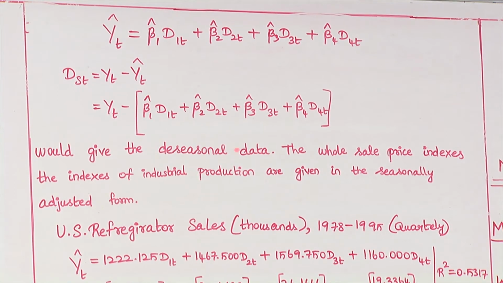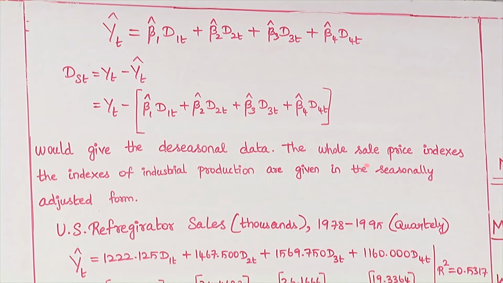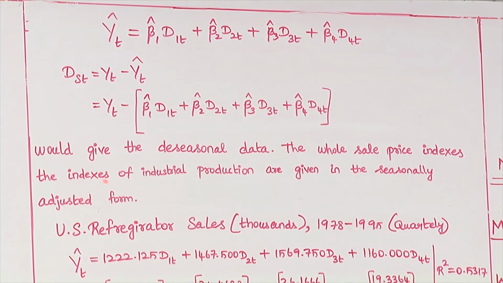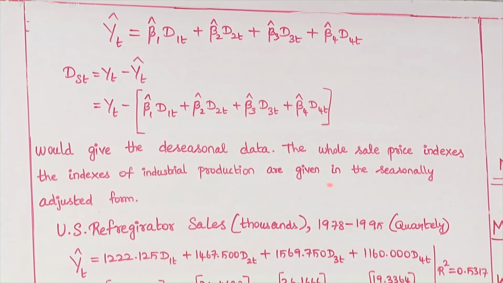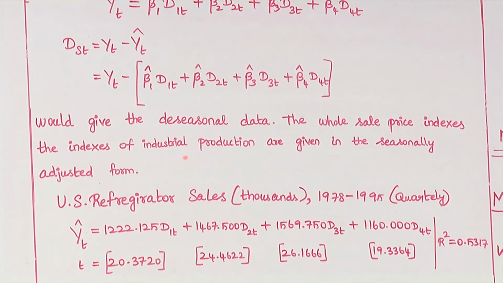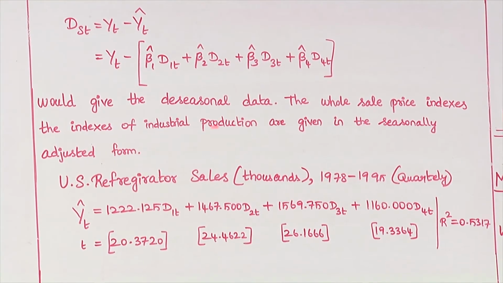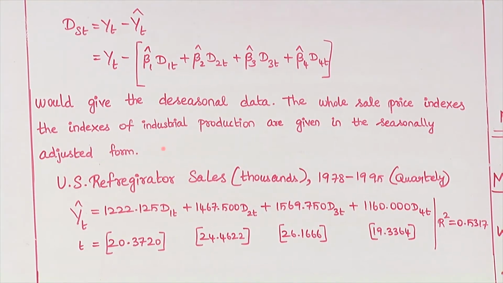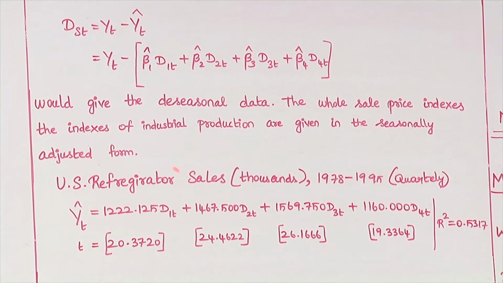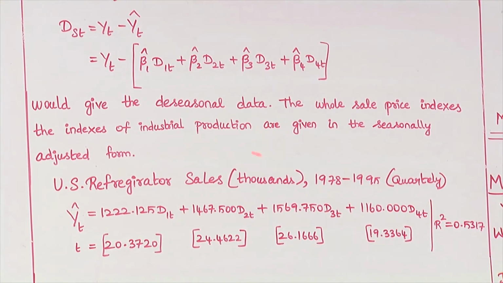The wholesale price indices and the indices of industrial production are usually given in deseasonalized form. The industrial statistics and the wholesale price index statistics all come in seasonally adjusted form. The deseasonalization is done using this procedure.